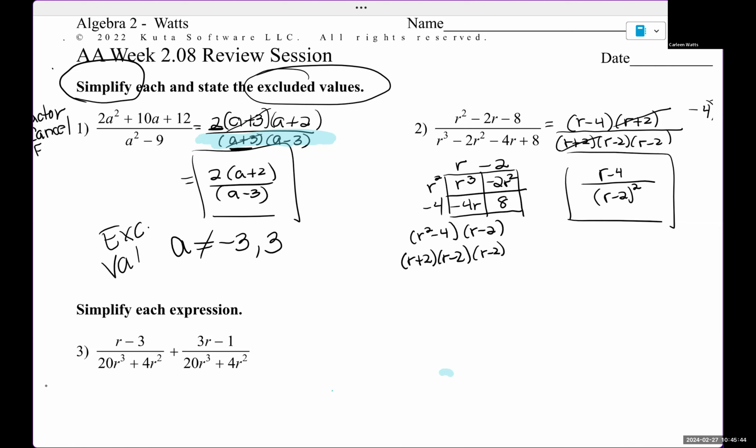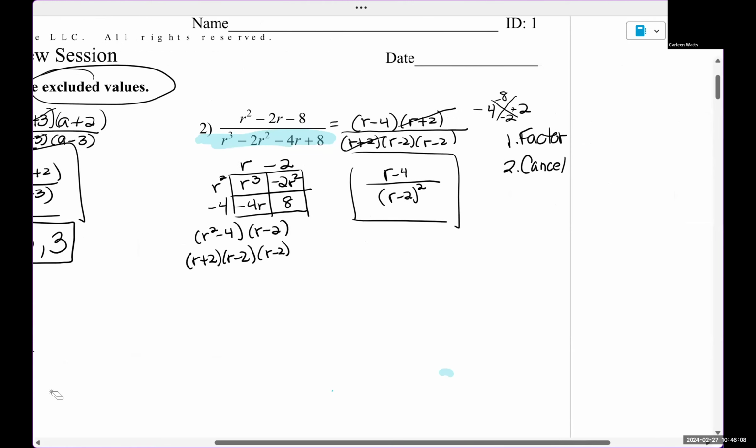And +3. So the directions, now, a lot of these problems look very similar. You need to know what directions apply to what concept. So it said simplify, state the excluded values, go back up to pre-canceling.